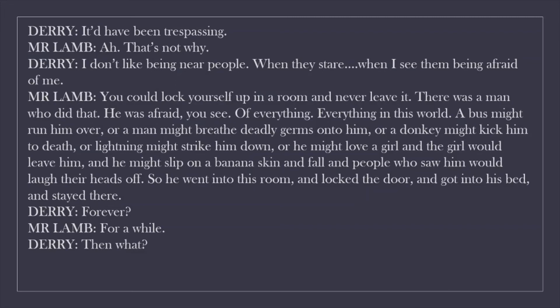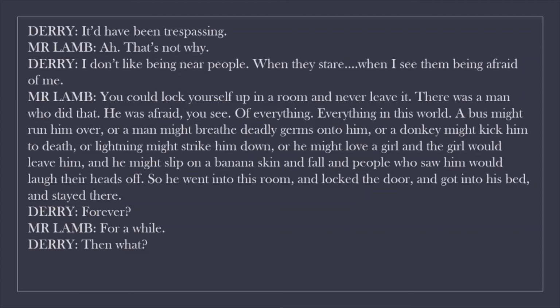The lightning may hit him, or he may die because the girl whom he loved may leave him, or he may even slip off a banana and people would laugh at him. So, in order to safeguard himself from all such situations or incidents, he locked himself in his room.